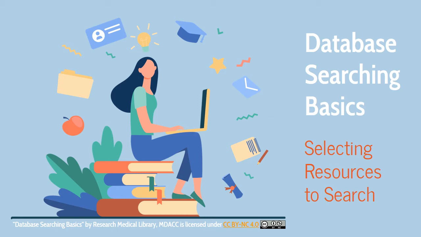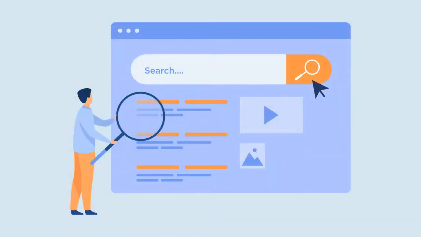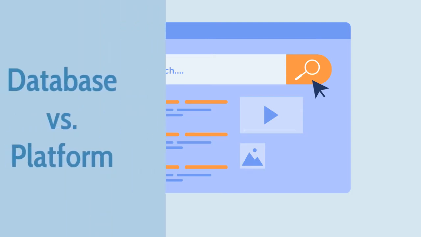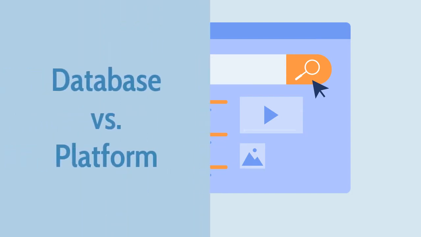Welcome to Database Searching Basics: selecting resources to search. Knowing which resources to search for information is the first step in finding literature that will be useful for your research. In this module, you'll learn about the difference between a database and a platform, and why it's good to mention both when documenting your search strategy.